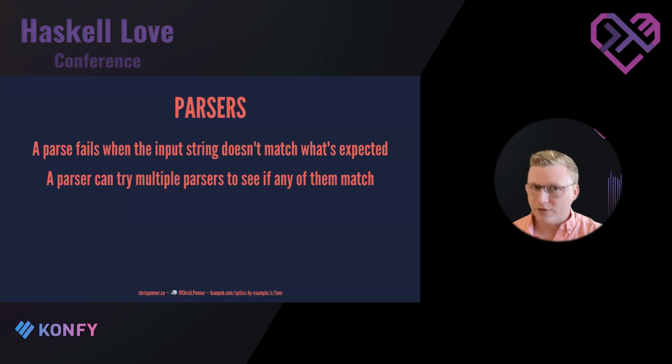Well, a parse, of course, fails if the input string that we have doesn't match the grammar that we're trying to parse, right? So if I say, oh, I expect a list, and you give me a number, and I'm trying to parse some JSON or something, we can of course fail if we don't get what we expect. However, a parser might expect one of many different types or strings in its input. And so we can rig up the parser to try multiple different parsers and see if any of them match.